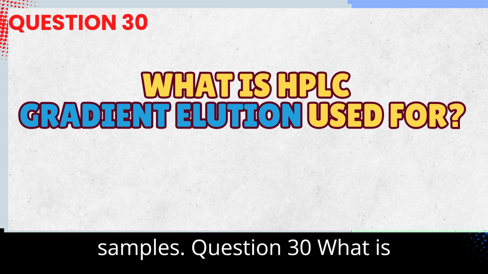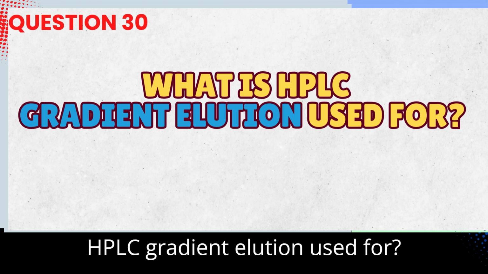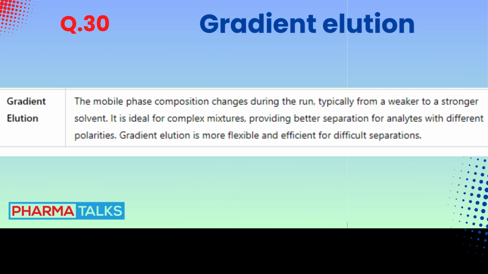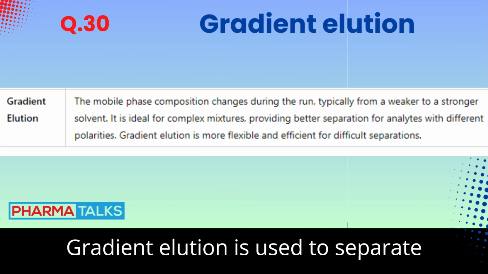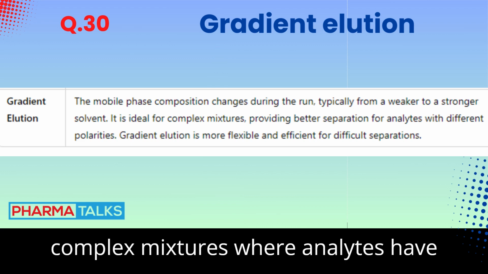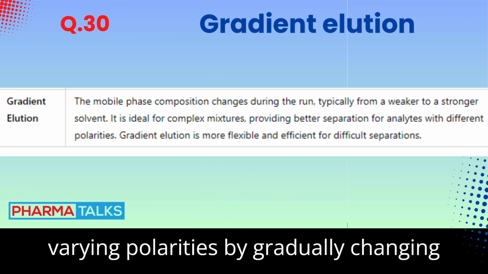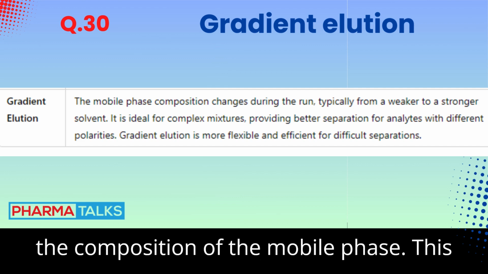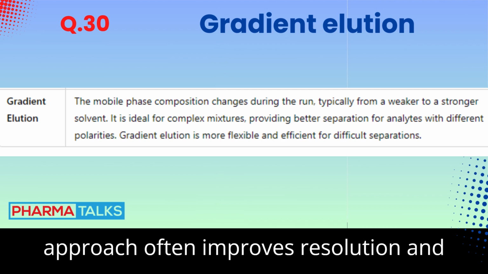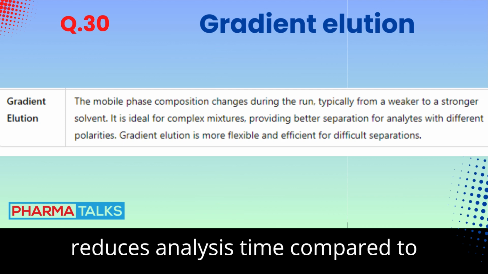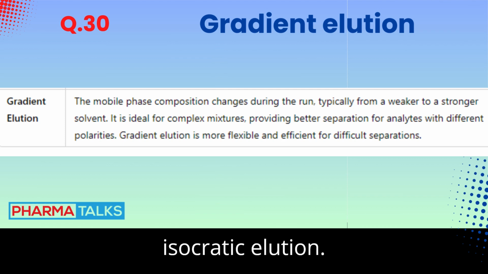Question 30. What is HPLC gradient elution used for? Answer. Gradient elution is used to separate complex mixtures where analytes have varying polarities by gradually changing the composition of the mobile phase. This approach often improves resolution and reduces analysis time compared to isocratic elution.